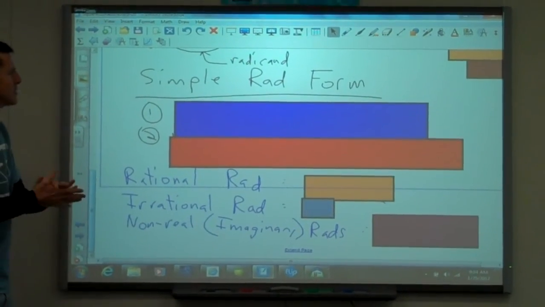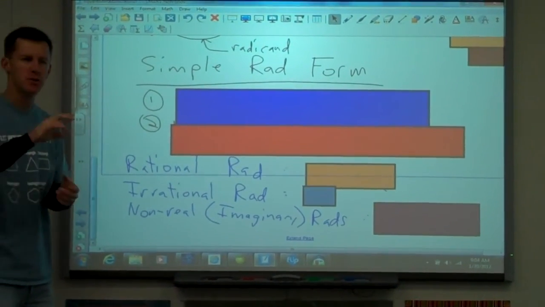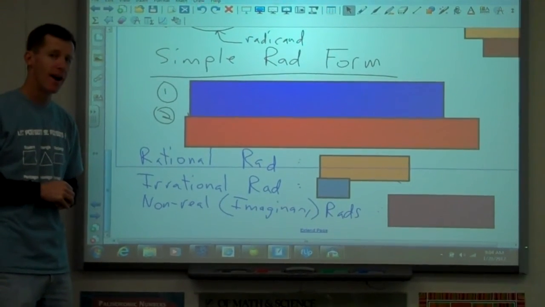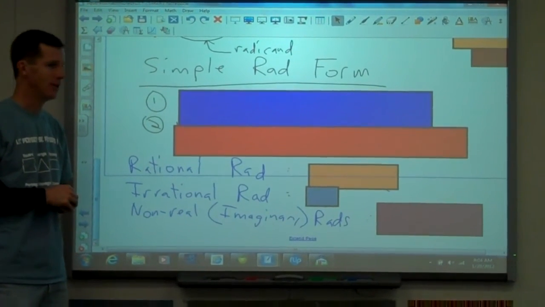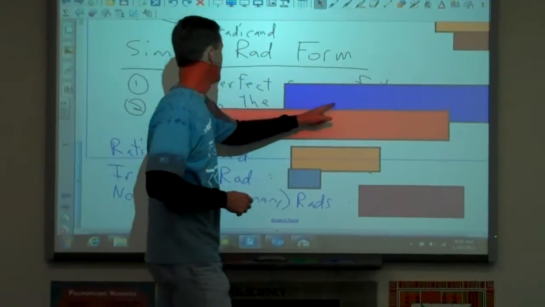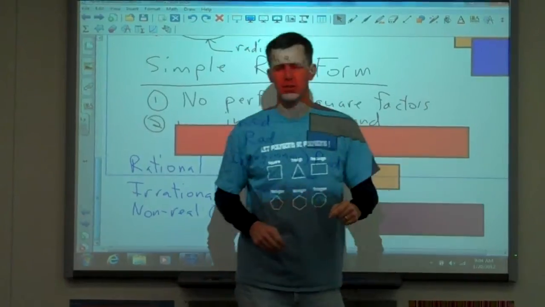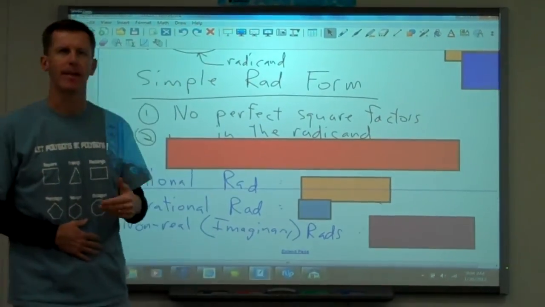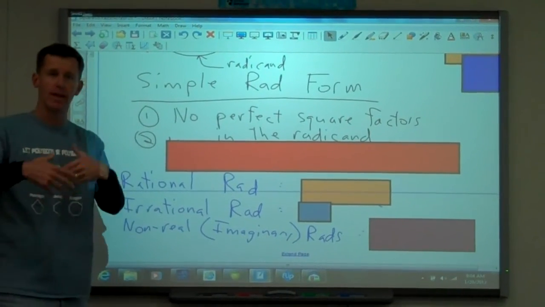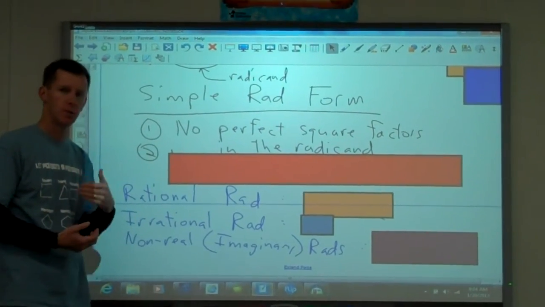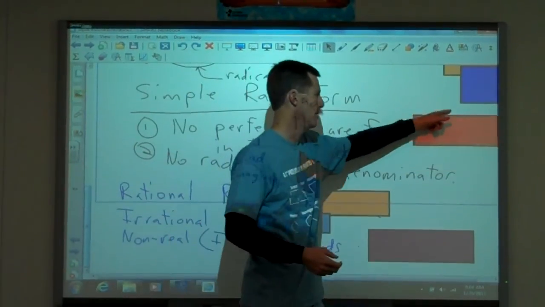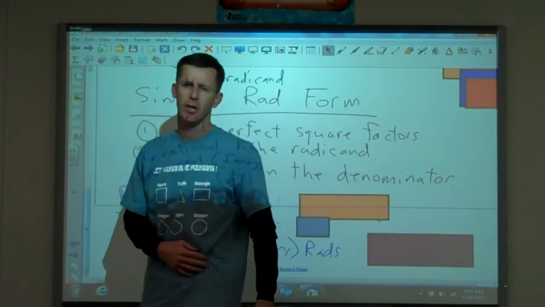Moving on. Simple rad form. There's two parts of simple rad form. You remember what they are? Good. I know you do, Caroline. Hopefully they do a year later. First one is no perfect square factors in the radicand. So you can't leave something like the square root of 8. You can break it down to root 4 root 2, and then root 4 becomes obviously 2, so it's 2 root 2. And the second is no rads in the denominator. You've got to rationalize your denominator.